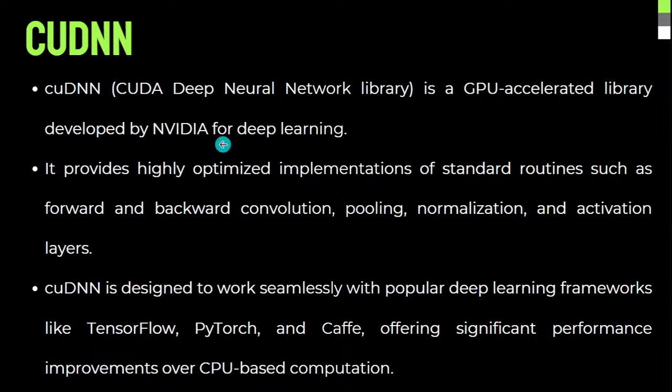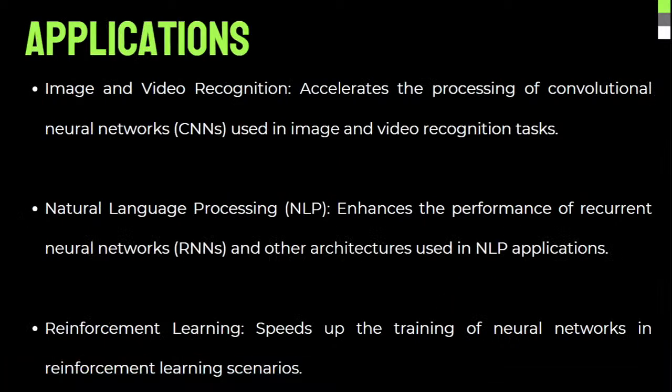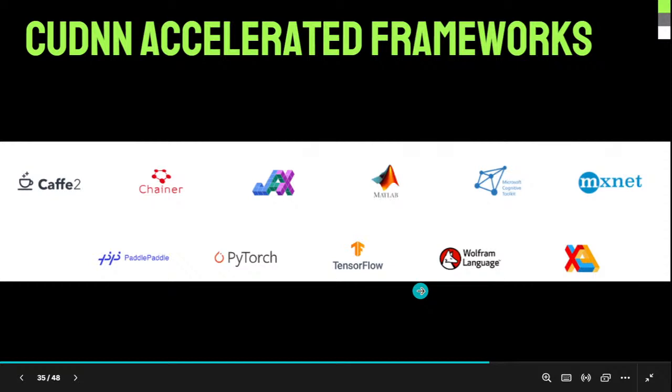It is a GPU accelerated library developed by NVIDIA for deep learning, and it provides highly optimized implementations of standard routines. Okay, if you guys know deep learning, you could understand. Otherwise, tomorrow we'll be learning what is this forward, back, convolution operation, pooling, normalization, activation layers and all. So this CUDNN is designed to work seamlessly with various popular deep learning frameworks like TensorFlow, PyTorch, Caffe and other ones. So it has applications in video recognition, rendering, NLP, reinforcement learning tasks, and our famous, what all we see in our courses, TensorRT, PyTorch and TensorFlow and all these other libraries as well, they are configured with CUDNN.